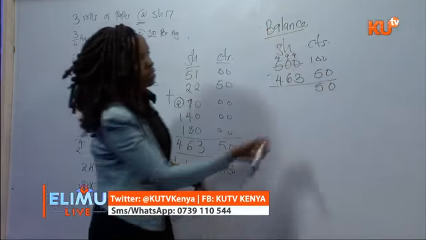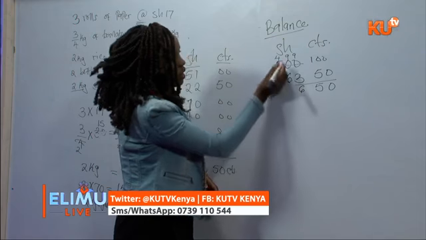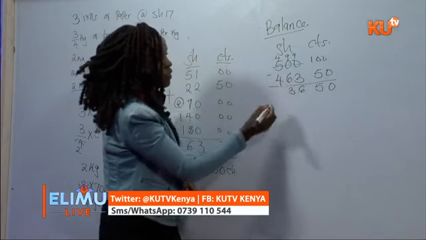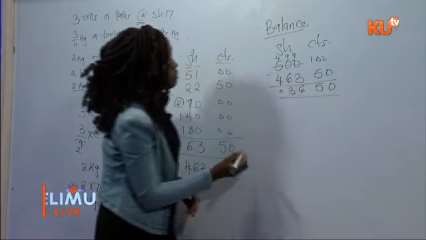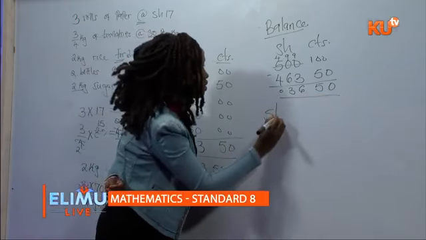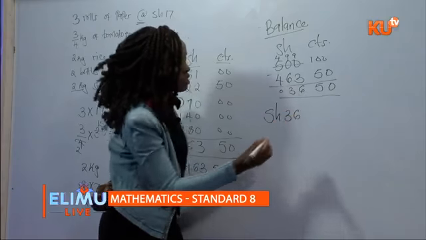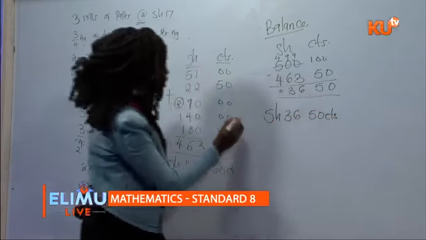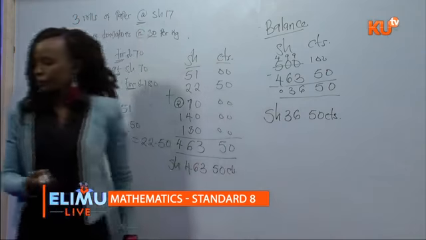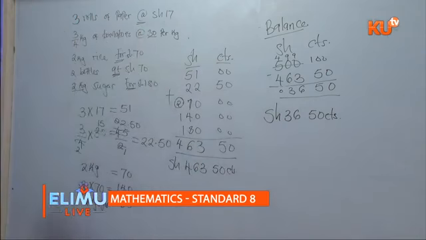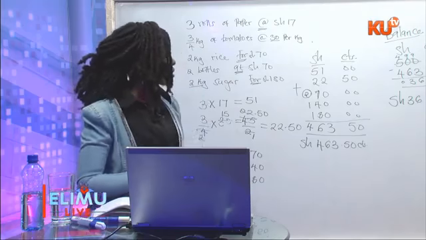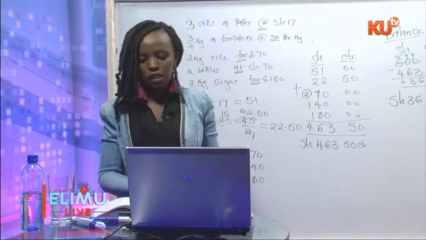9 minus 3, I get 6. Then 9 minus 6, we get 3. Then 4 minus 4 is 0. So that means the balance is going to be 36 shillings, 50 cents. So that was the balance that that person got. That is, Jerry got a balance of 36 shillings and 50 cents.